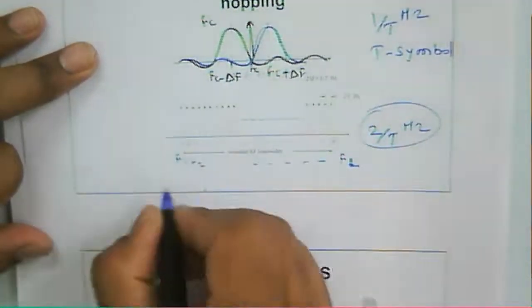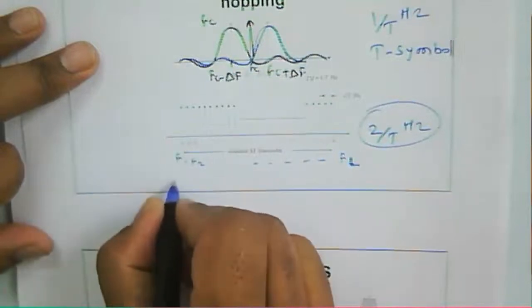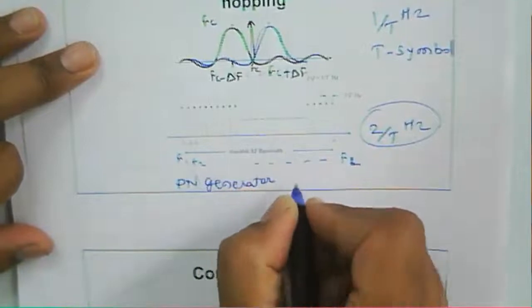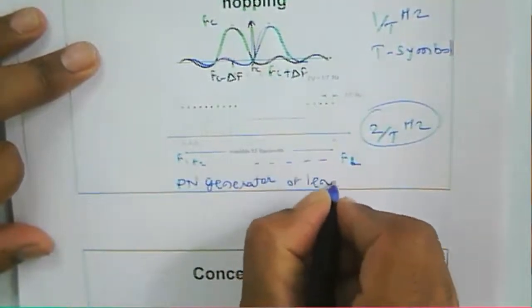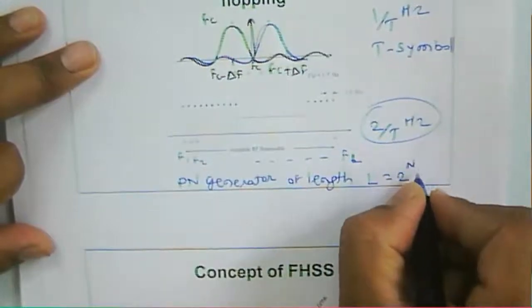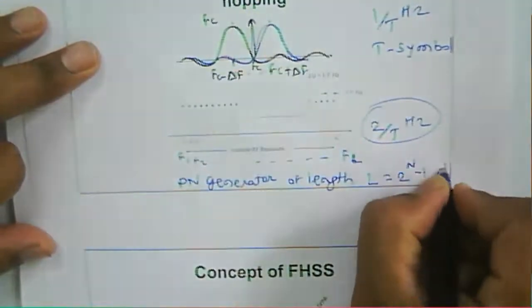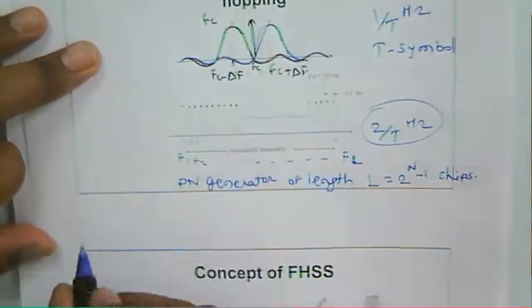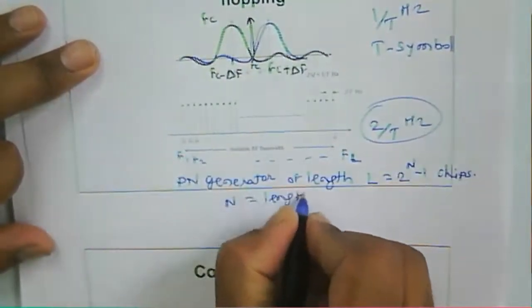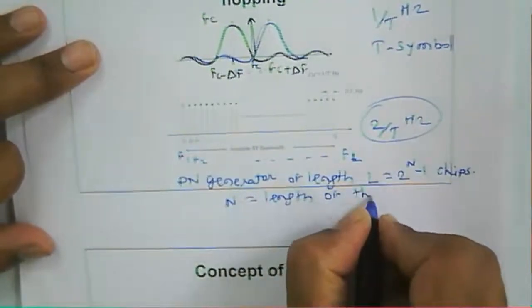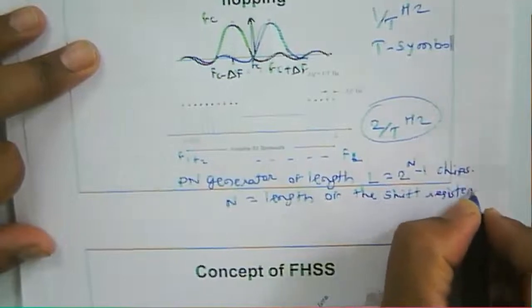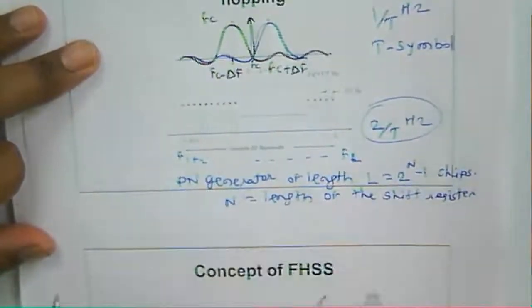And the carrier frequency is controlled by a PN generator of length L equal to 2 raised to n minus 1 chips, where n is the length of the shift register that generates the PN sequence.